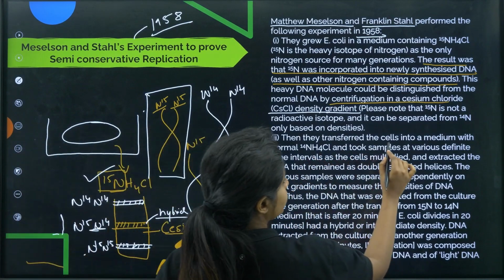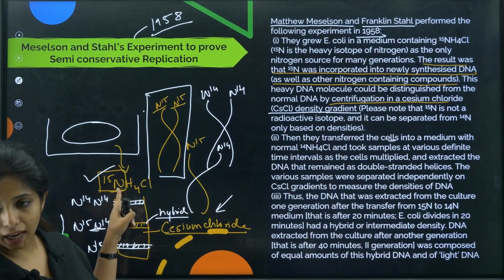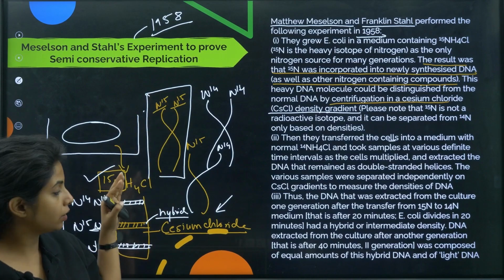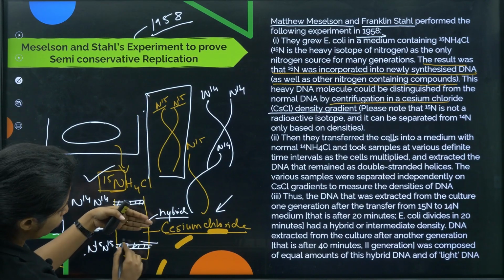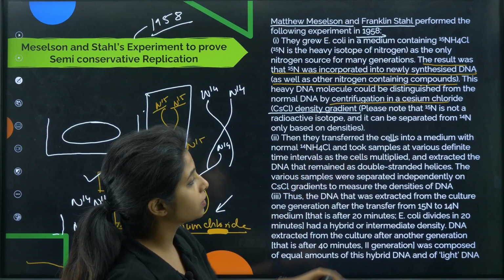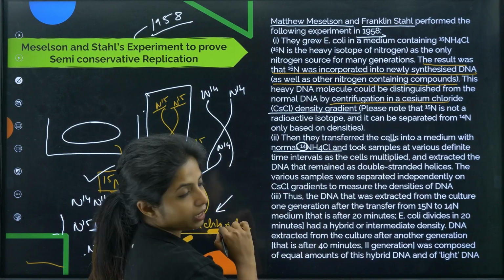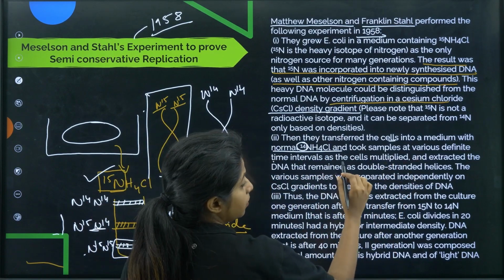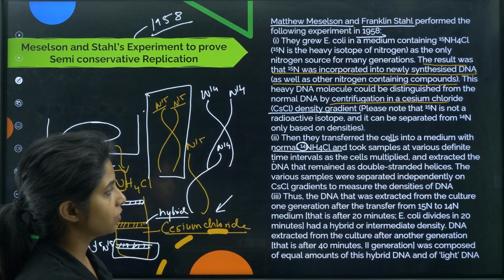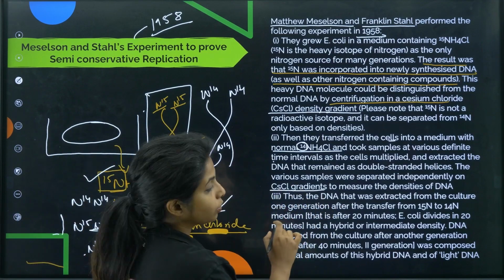So then they transferred the cells into a medium. Okay. So first they put it in N15, the 15NH4Cl medium. When they put it, all of them had this DNA, right? And when they put it in the cesium chloride gradient, they saw the lowest band, which is the heaviest one. Now what they did is they transferred the cells into a medium with normal NH4Cl, but with the 14 isotope, and took samples at various definite time intervals as the cells multiplied, and extracted the DNA that remained as double-stranded helices. The various samples were separated independently on CsCl gradients, that is cesium chloride gradients, to measure the densities of DNA.